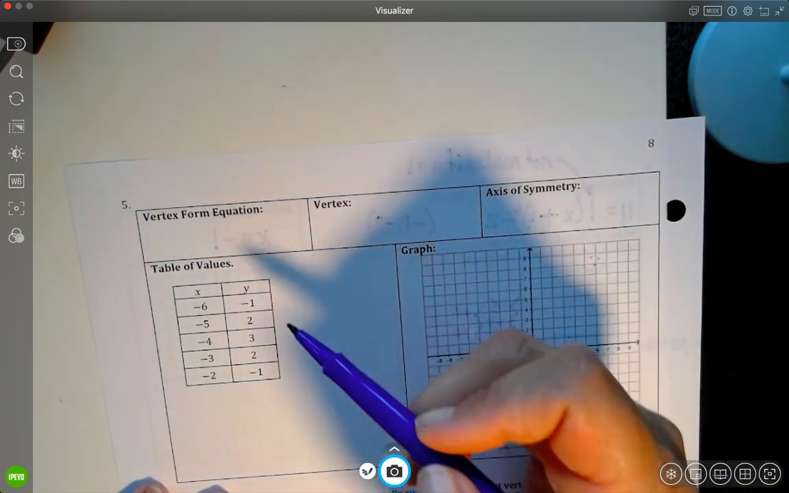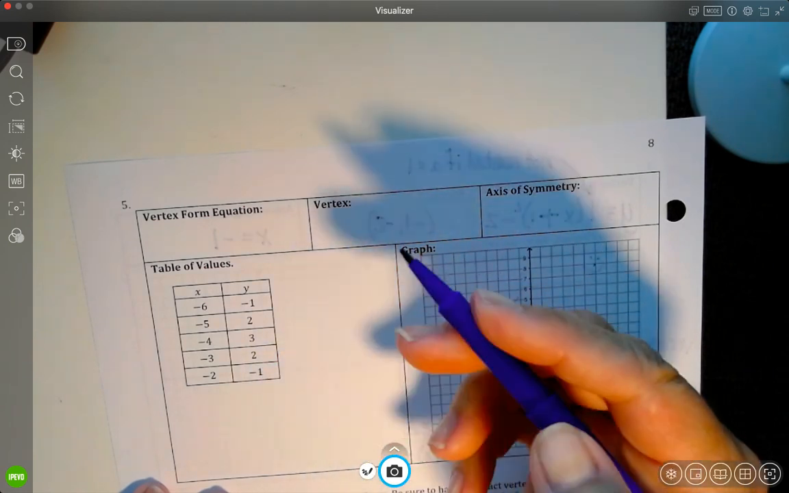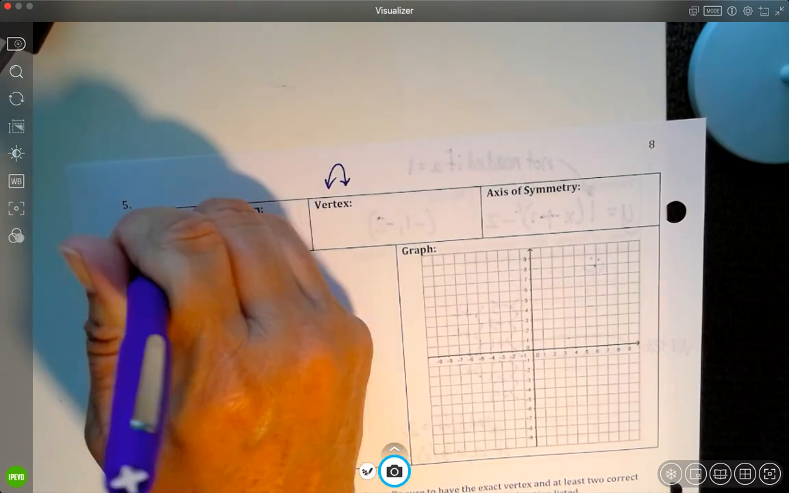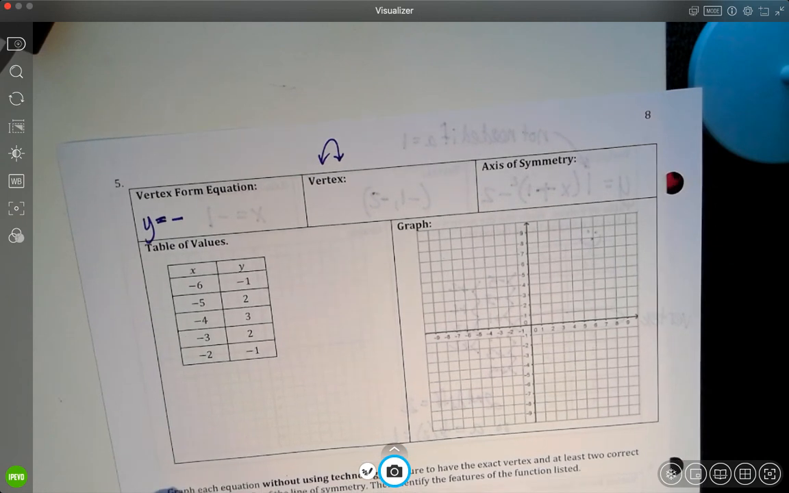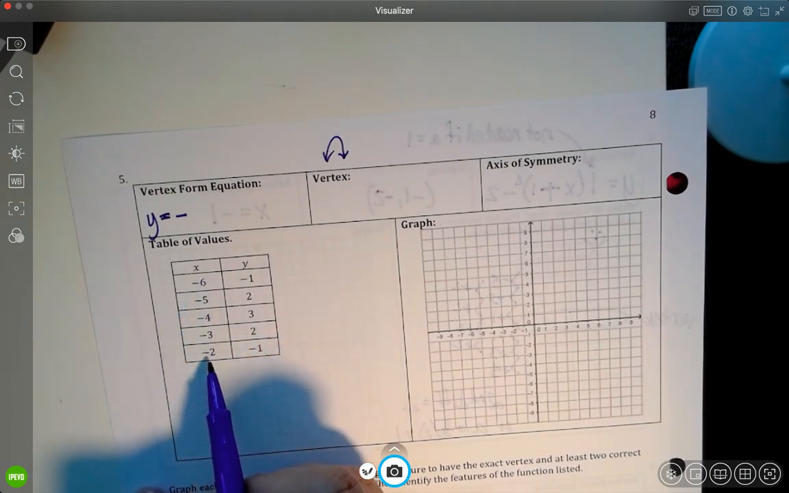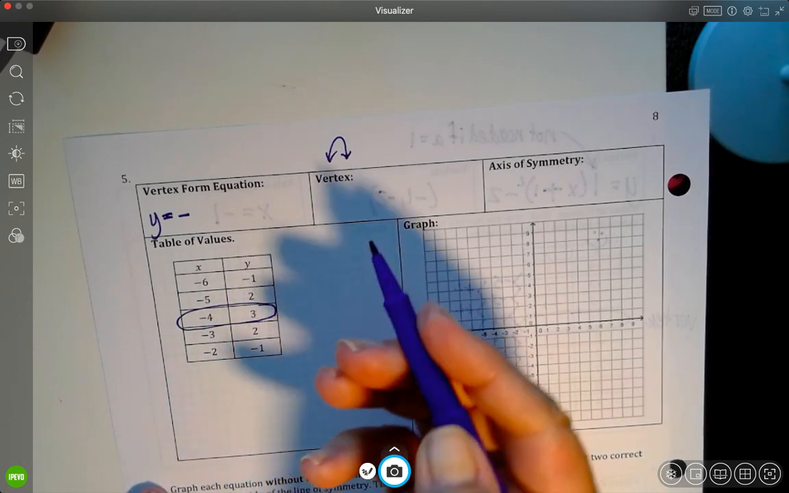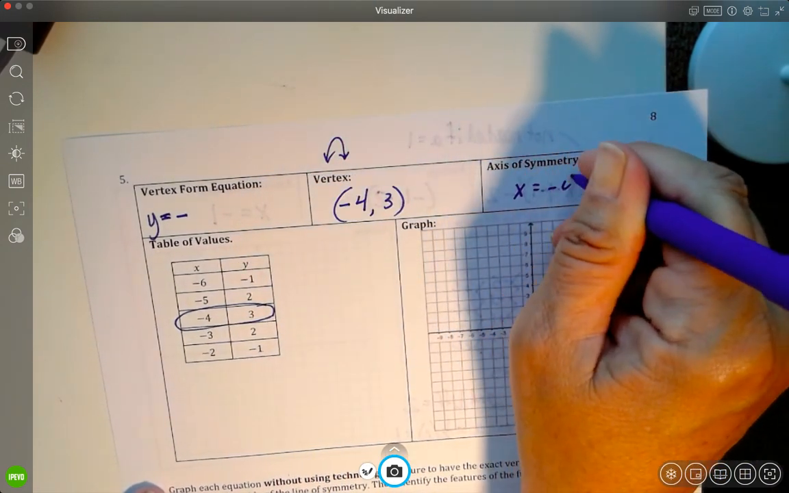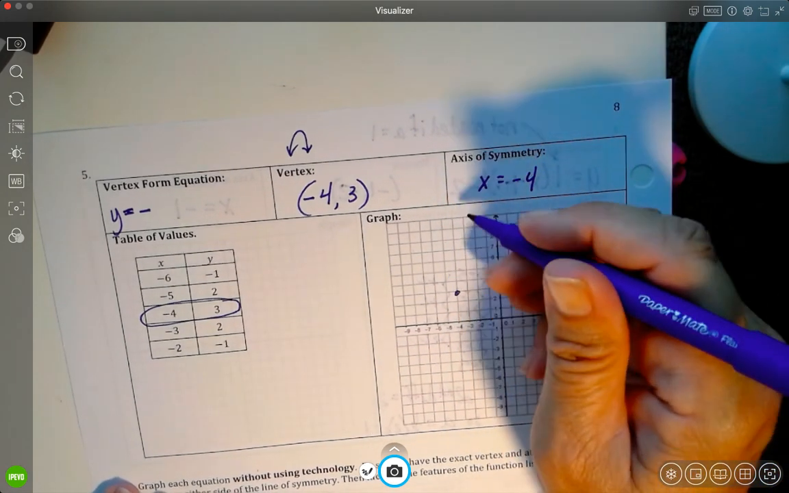Notice how the y's are going up and then down. So I already know that it's going to look like this, which means A is negative. And I have -6, -5, -4, -3, -2. It goes up and then back down again. This is my vertex. So -4, 3 is my vertex, which means that x equals -4. I'm going to go ahead and graph that. -4, 3, x equals -4.